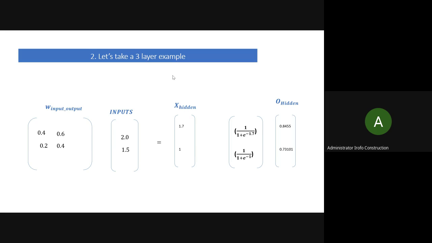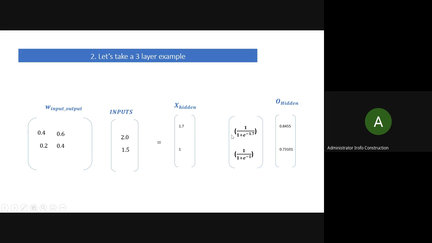When you get these values here, what you're supposed to do is just apply the sigmoid function to it. See, there's a sigmoid function. So 1 over 1 plus e to the negative 1.7.